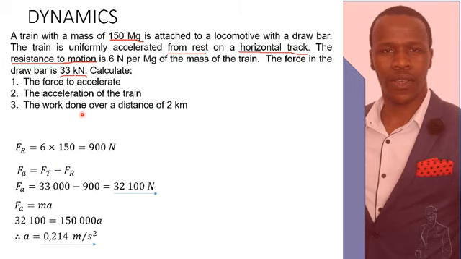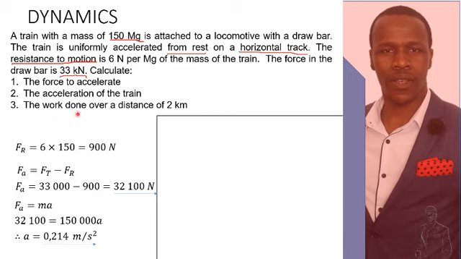Third question wants the work done over the distance of 2 kilometers. Now we know that the work done is equal to force times distance. Now we are given the distance being 2 kilometers. So which force can we use? Because we have three forces here. We have Ft, we have Fr, we have Fa. So which force can we use to find this work done?